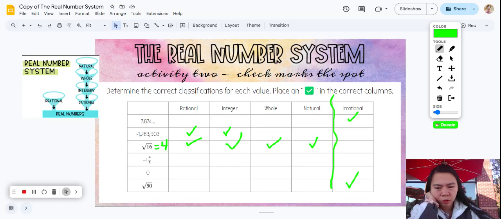Negative 1 and 4/5. That's going to give you a decimal. That's negative 1.8 if you know your benchmark fractions or you use Desmos. It's negative, however, so it's not going to be whole or natural. It's also not an integer because it's not a whole number. So rational. 0 is not a counting number. Counting numbers start at 1, but it is a whole number, which means it's everything below. It's whole, marble drops to integer, and rational. All right, there we go, slide 2.